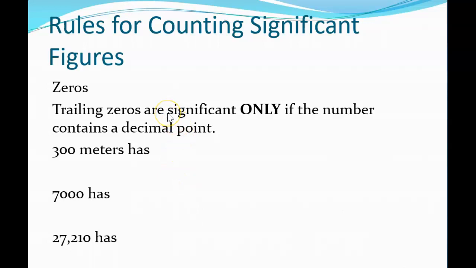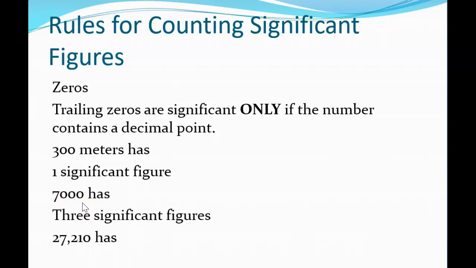Trailing zeros. This is big. Trailing zeros are significant only if the number contains a decimal point. So 300, there is not a decimal point, so those zeros are not significant. I only have 1, the 3. 7,000, once again, only the 7 because there is not a decimal. So 1. Oh, why does it say 3? I need to fix that. There should only be 1 sig fig. And then 27,210, the 27 and 21 count, so that has 4.